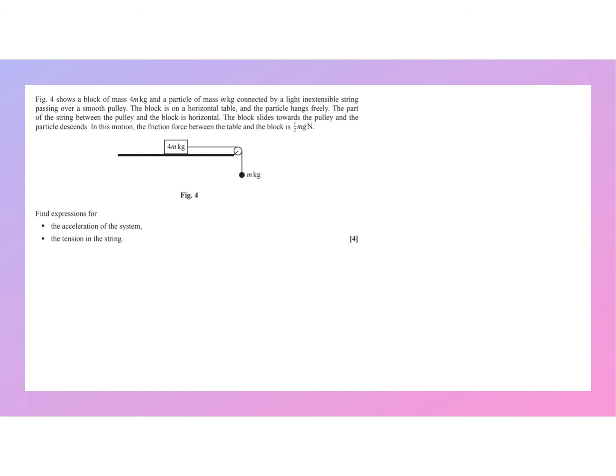We've got a block of mass 4m kilograms, so that's the mass of that block, and I'm going to draw in the weight of that block immediately, which is 4mg, and I'm going to draw in the normal reaction force upwards like that, and there's a particle of mass m kilograms, so let's draw on the weight of that particle over there. They're connected by a light, inextensible string passing over a smooth pulley.